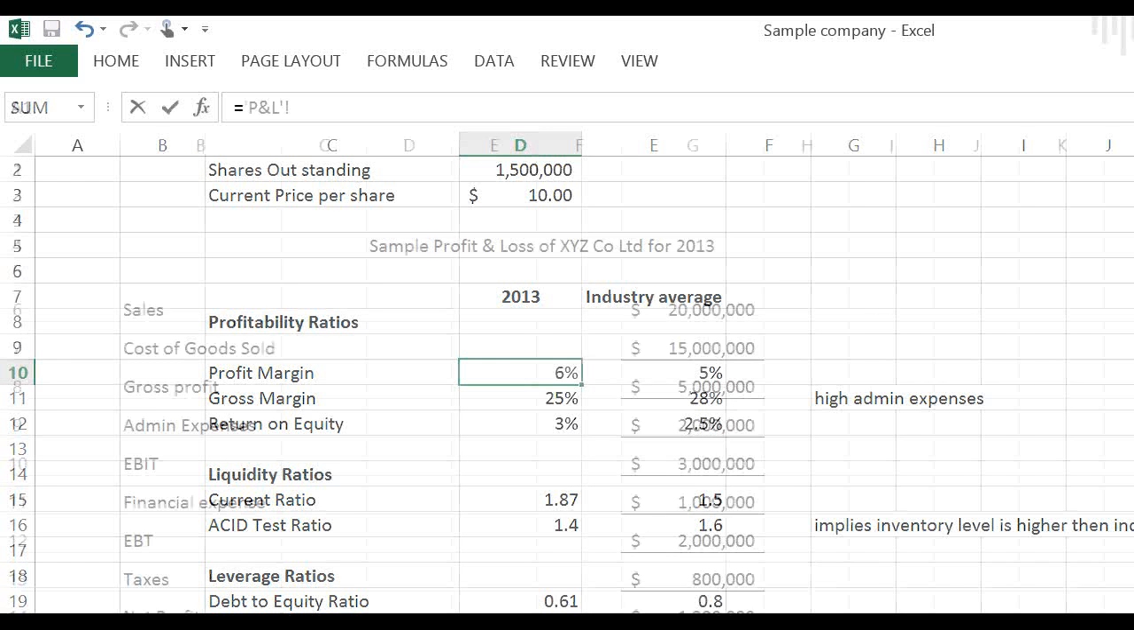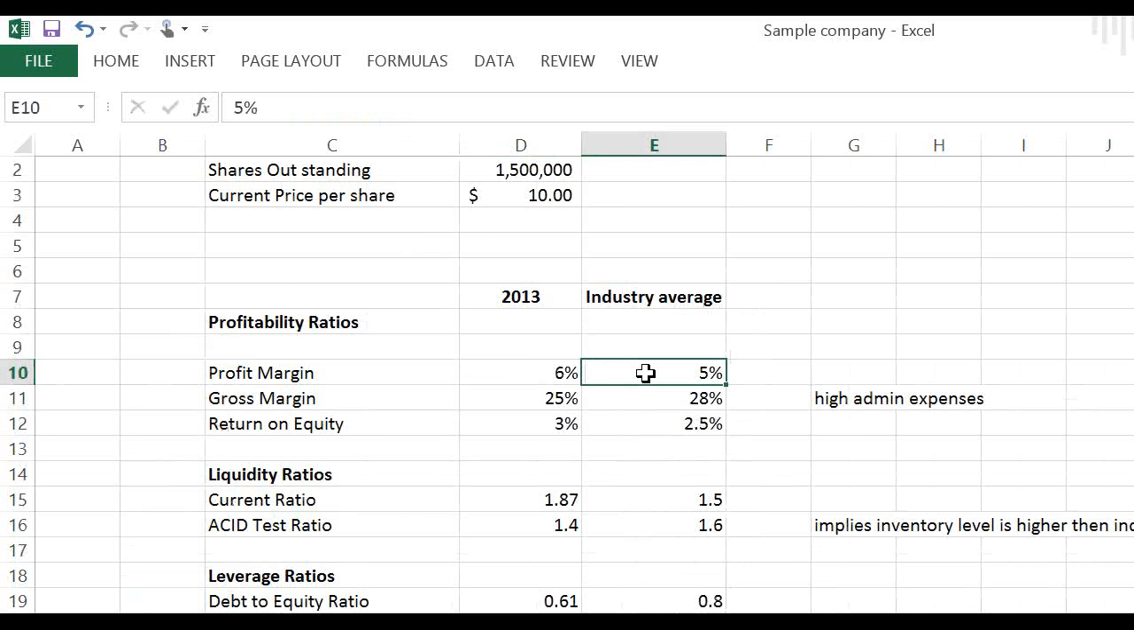I have written down industry averages also over here, so we can see the industry average was 5%. So basically the company is doing well, and it has a better profit margin compared to the industry average. Next we'll do the gross margin.